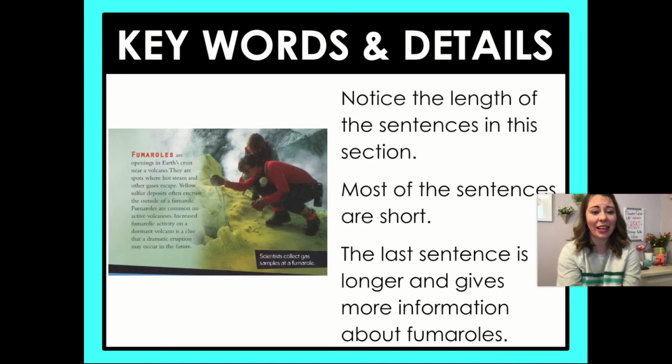So it tells us in that very last sentence that increased fumarolic activity on dormant volcanoes is a clue that a dramatic eruption may occur in the future. So now they're giving us more information instead of just saying if there's more activity, then there's a higher chance that there's going to be a new eruption. So there's kind of two parts of information that have to go together there, where the rest they just said fumaroles are openings in the Earth's crust. They are spots where hot steam escapes, and they're giving us these short little pieces of information to help us understand what a fumarole is. And then at the end, they tell us how we can use fumaroles to predict more eruptions.